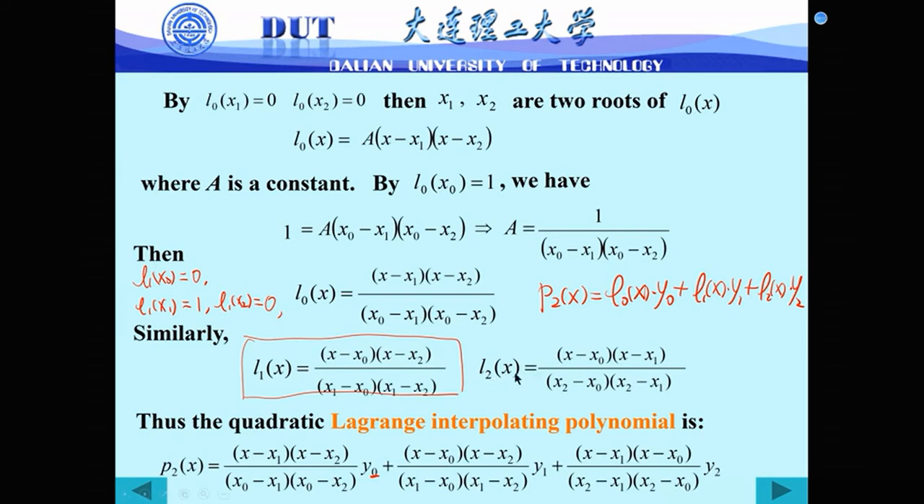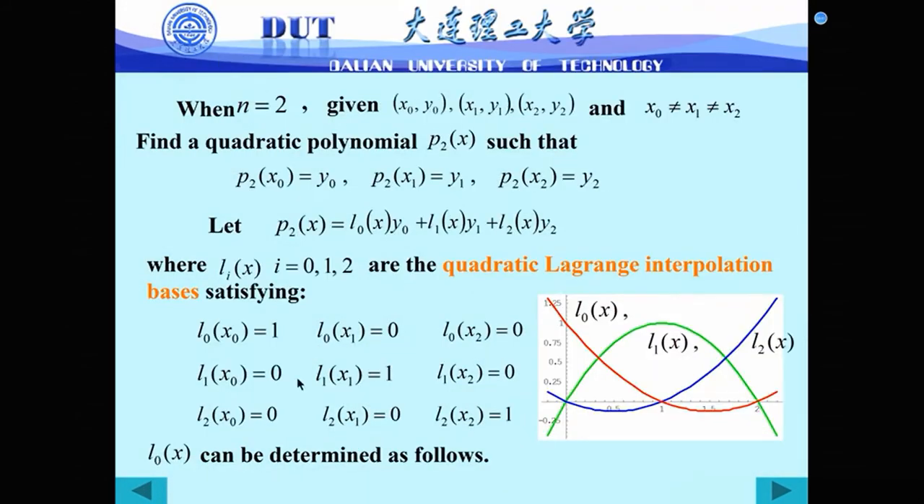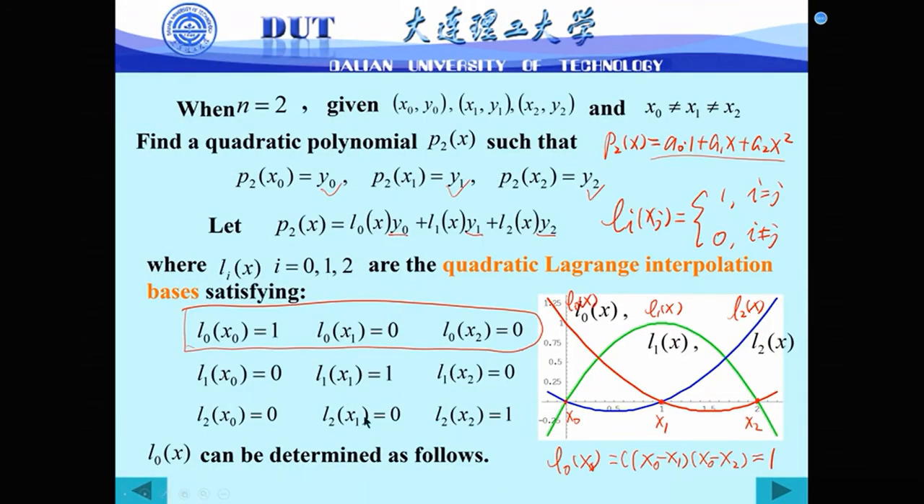Of course, you can check for L2. It satisfies L2 at x0 equal to 0, right? Because we have this term. L2 at x1, then x1 minus x1 is 0, right? And L2 at x2, then x2 minus x0, same, x2 minus x1, same. So the ratio is 1. It's okay? So on the contrary, we can check that the 3 basis functions satisfy these 9 conditions, properties. It's okay for you?